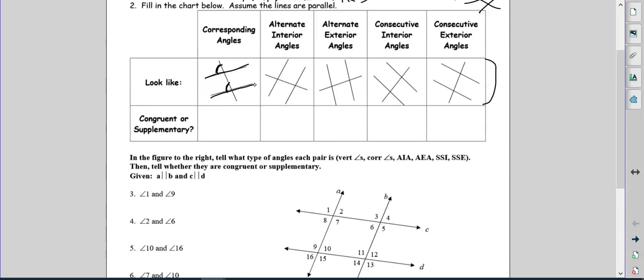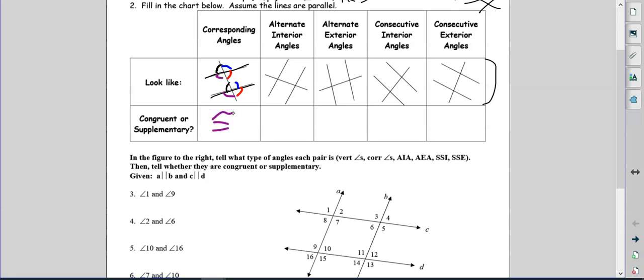Now, that's not the only ones. We have this one here and this one here. We have this one here and this one here. And we also have this one here and this one here. So there are actually 4 pairs of corresponding angles there. And those are going to be congruent.